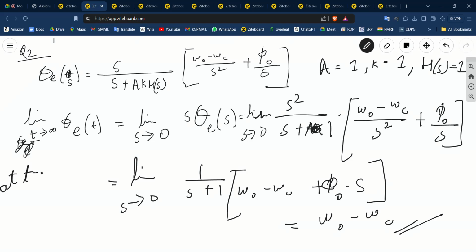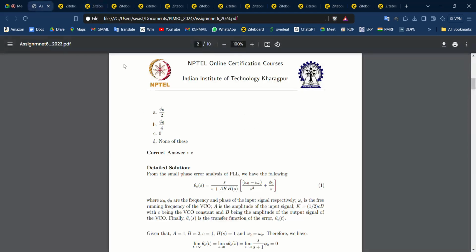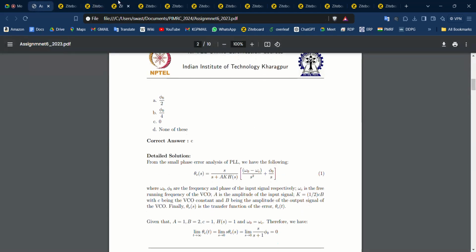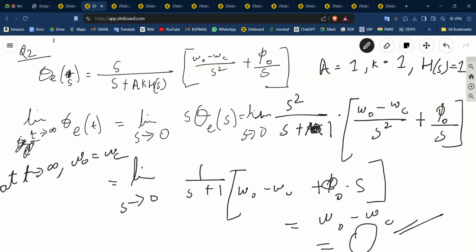Now at t tends to infinity, omega naught is equal to omega c. Therefore, this will be equal to 0. So the steady state error of this loop will be 0. So what does this steady state error being 0 mean?